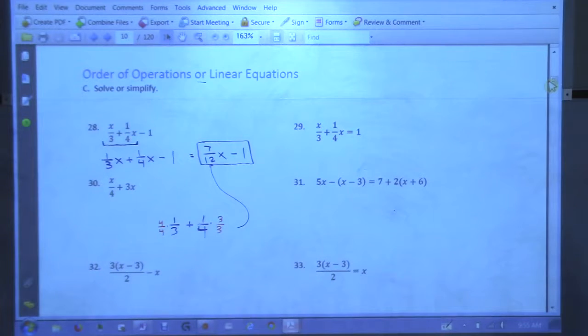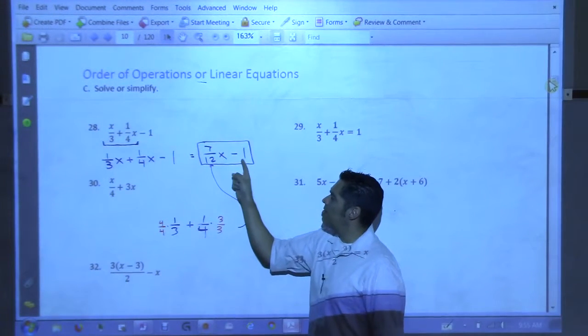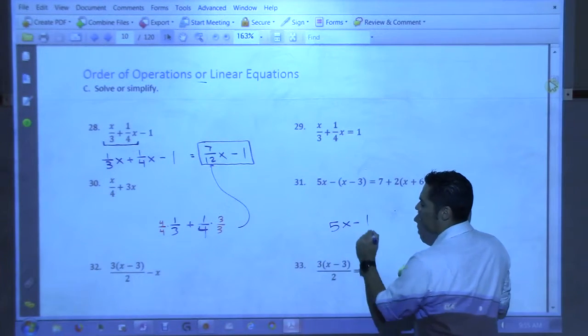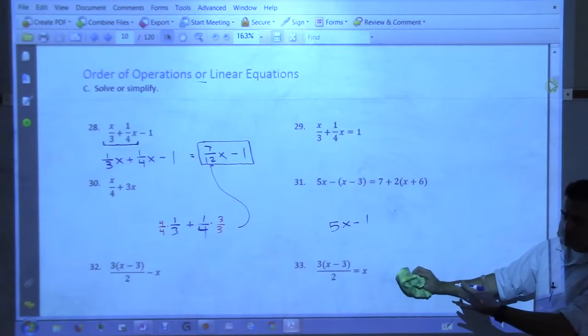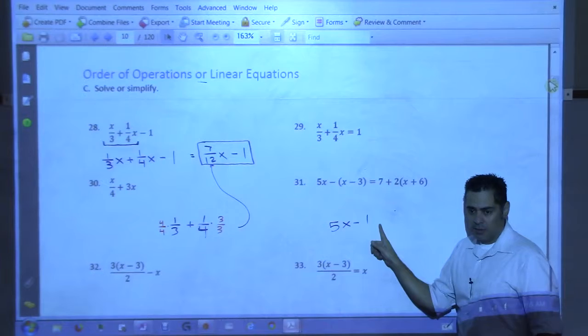So we don't subtract the 1? There's nothing to subtract from. You can't subtract these because this doesn't have an x on it. It's kind of like if I say, hey, what's 5x minus 1? You can't say that's 4x, right? This would only be 4x if there was an x here, right?